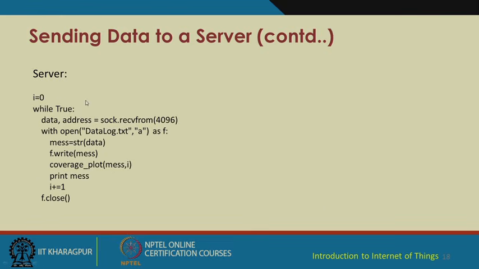And while it is true, it is receiving data in 4096 byte chunks. You open a data log file, store the data to it, and additionally call this plotting function. So this plotting function is being called again and again, iteratively within this loop. As long as your data is incoming, this plotting function will keep on going. Once the server is closed by the user or the client is closed by the user, this plotting function will stop. And this I+1 keeps on incrementing this normal counter which we send to the coverage plot.